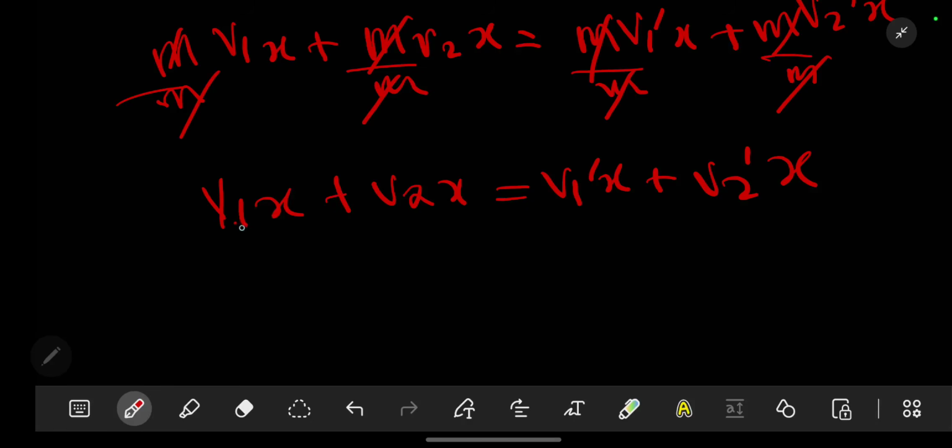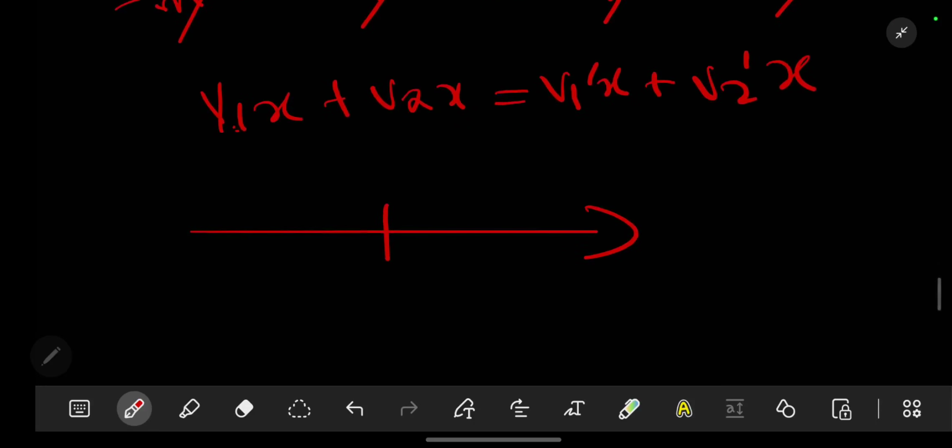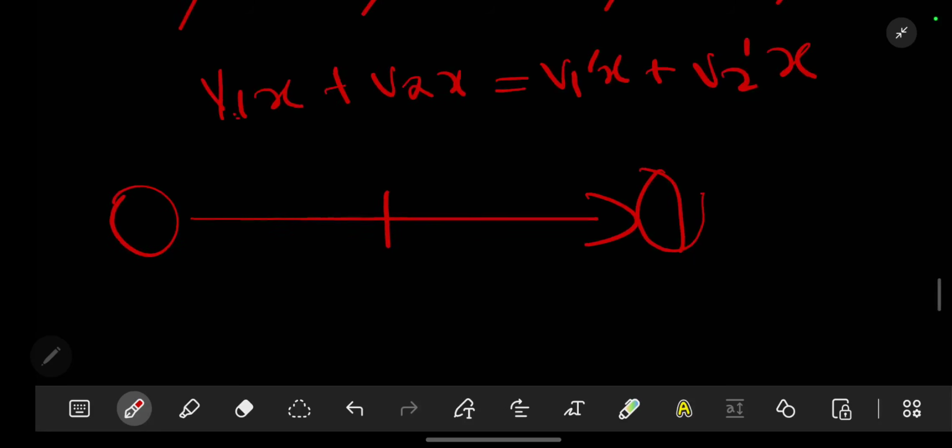For the first one, it was moving horizontally at 300 meters per second. So that means it was purely in the x. The first one was moving, the second one was not moving. So we are going to say v1x will be 300, plus v2x will be 0 because it wasn't moving.